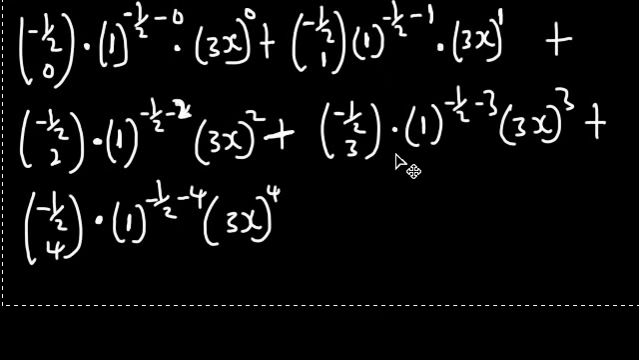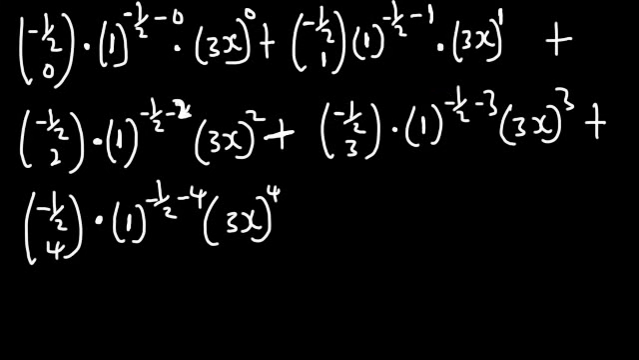Perfect. So negative 1 over 2 combined with 0 is just 1. So we have 1 times 1 raised to power negative 1 over 2 minus 0. As long as 1 is the base, 1 raised to power anything, regardless of what that power is, the result will still be 1. Then multiply by 3x raised to power 0, and 3x raised to power 0 is still 1. So the first term entirely, just like before, still gives us 1.